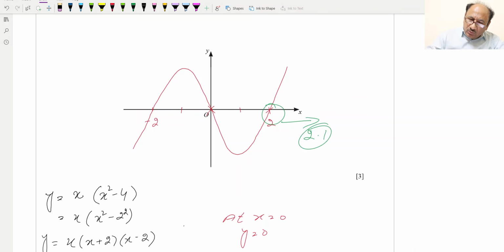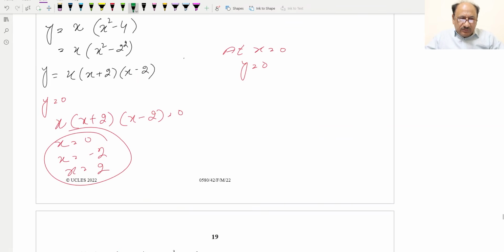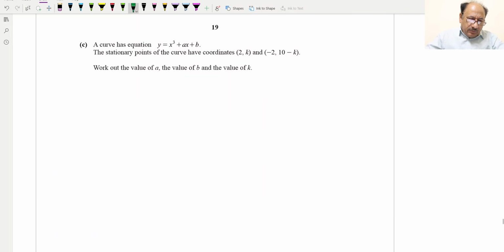So this is how you can use this technique to understand whether your graph is approaching a point from the negative side or a positive side. So this point you can even show here 3, and this point you can show minus 3. This is a sketch you can basically draw over here. This is done, and next is C part, and C part says a curve has equation.